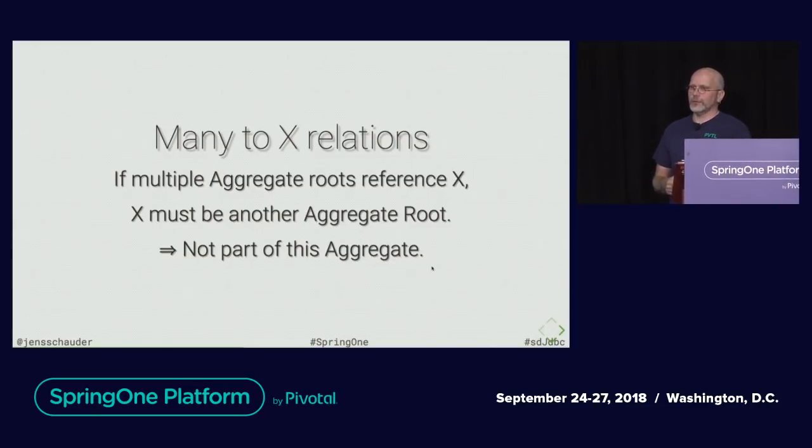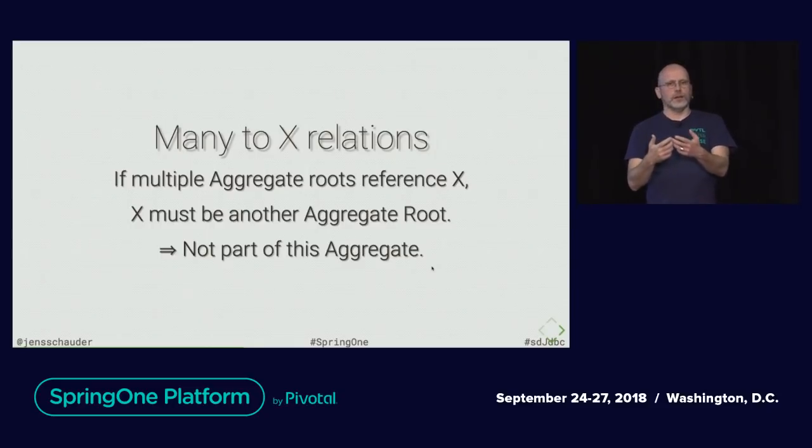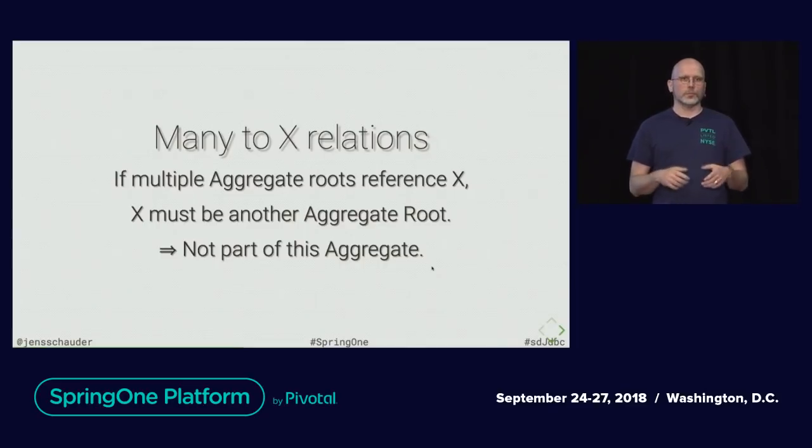So now, if you look with this background on many-to-X relationships, you realize they always have to be relationships that go across aggregates. Because if many things are referencing one thing, that can't be the internal of any aggregate, right? It has to be another aggregate root. But if it's a different aggregate root, it's not the responsibility of this repository to load or save it.